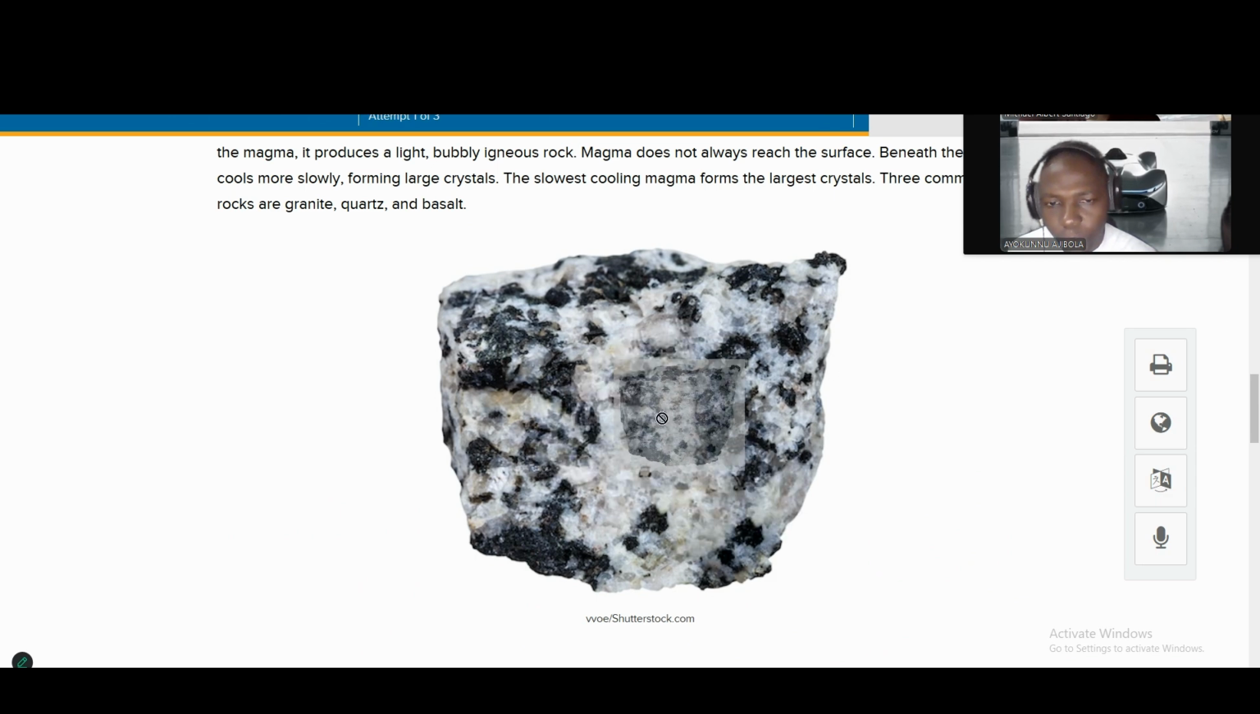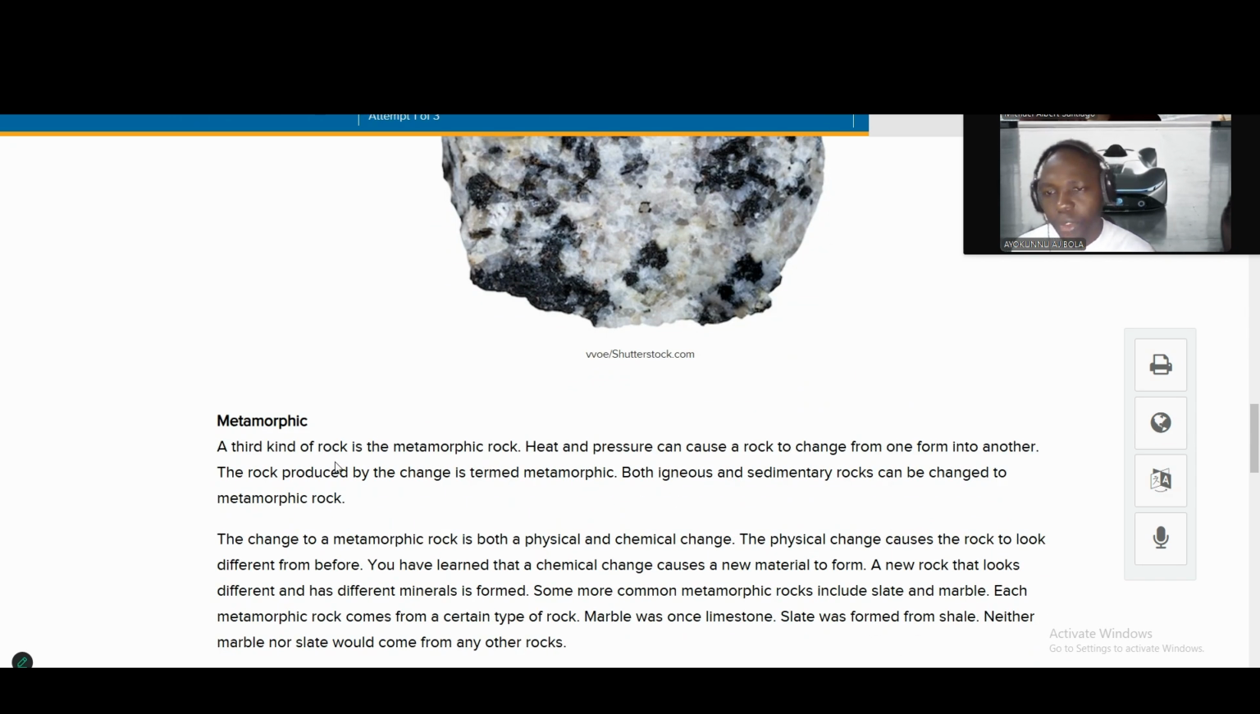Metamorphic, so you can see this one now. Metamorphic, a third kind of rock, is the metamorphic rock. Heat and pressure can cause rocks to change from one form to another. The rock produced by the change is termed metamorphic. Both igneous and sedimentary rocks can be changed into metamorphic.